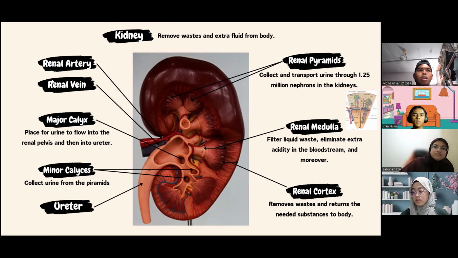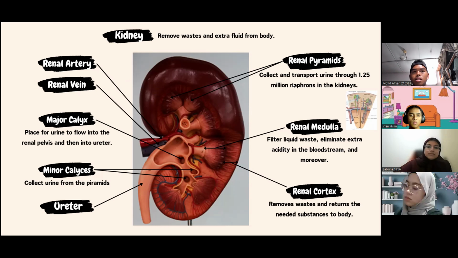And then there is the major calyx, a place for urine to flow into the renal pelvis and then into the ureter. The renal pelvis is the part that connects our major calyx, our medulla, with the ureter. And then the last one is the minor calyces, a space that collects urine from the pyramids. I think that's all for me, what I understand through visiting the Virtual Anatomy Museum.